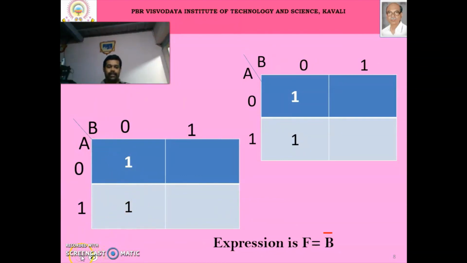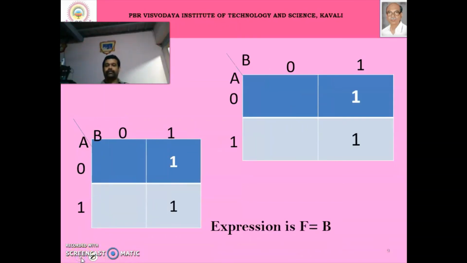If you have two ones, you can group like this. The next possibility is having two ones like this. If you have two ones like this, you can group in this manner. For this grouping, you can write here B bar, here B, and here A bar, and here A. These two are adjacent ones, so we can group like this.